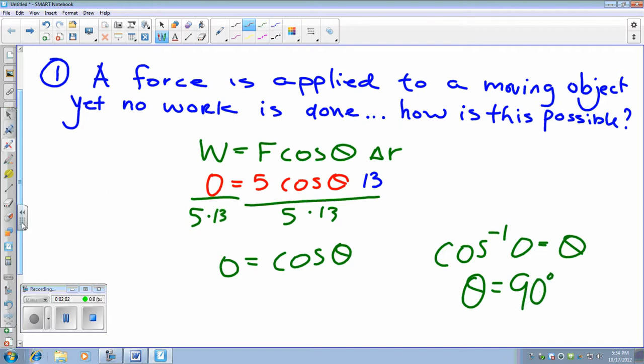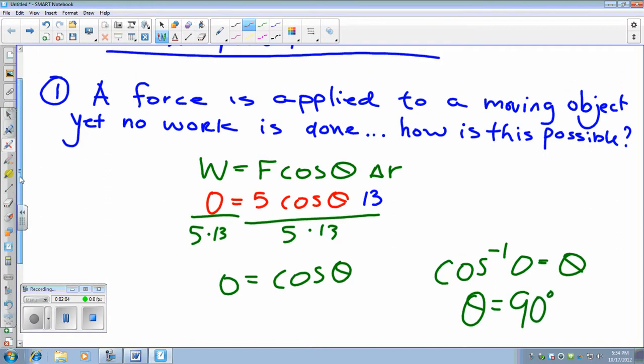So let's jump up and look at this question again. It says a force is applied to a moving object, yet no work is done. How is this possible? Well, these would be situations in which the force that is applied is at a 90-degree angle, perpendicular to the surface, and so perpendicular to the motion or the displacement of the object. And so a lot of times we might go back to the idea of the normal force and how much work the normal force does.